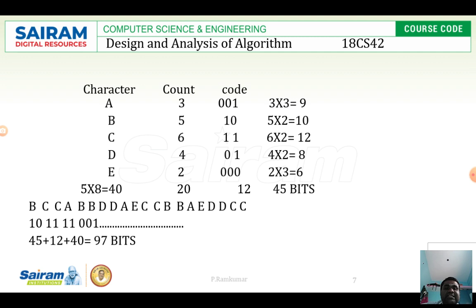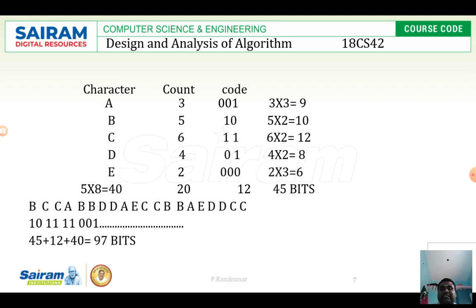Word C appearing 6 times. Its code is 2 bits, so 6 into 2, 12 bits. Word D appearing 4 times, its bit representation is 2 bits, so 4 into 2, 8 bits. Word E appearing 2 times and a 3-bit representation, so 2 into 3, 6 bits. So when I sum up all those things, I'll get 45 bits.